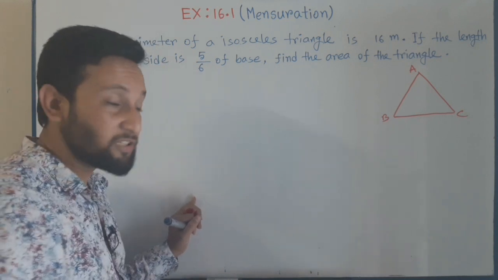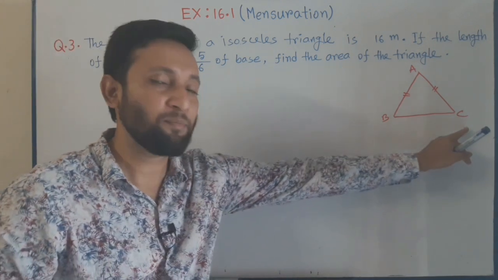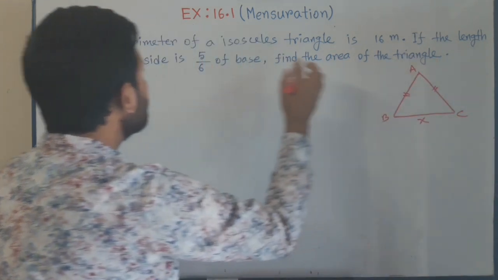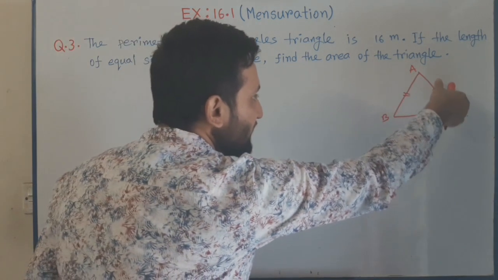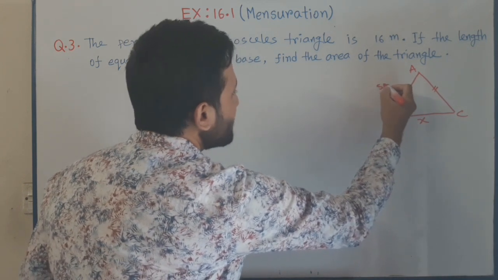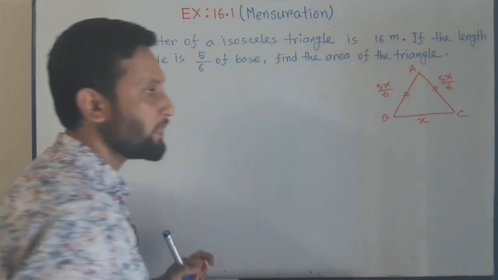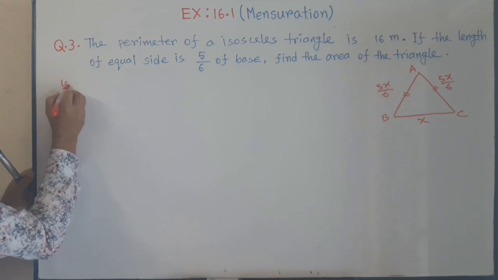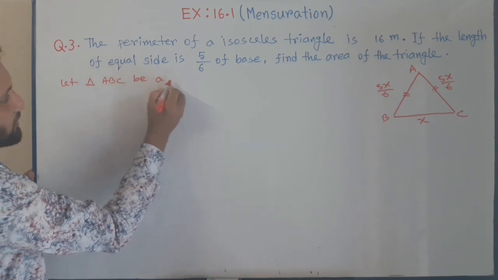So imagine ABC is an isosceles triangle where two sides, that means AB and AC, are equal. So BC is the base. Okay, so if the base is x meter, according to the question, the length of the equal side is 5 by 6 of the base, so the equal sides are AB and AC. So if the base is x meter, the other two sides must be 5x by 6 meter and this also 5x by 6 meter. Okay, so now follow the solution process. At first, let ABC be an isosceles triangle.